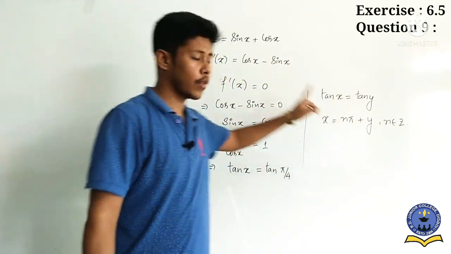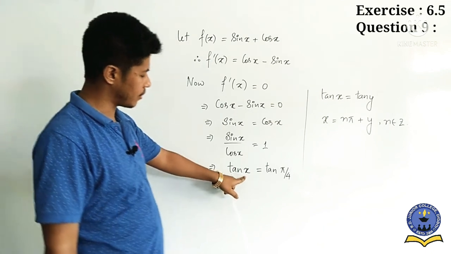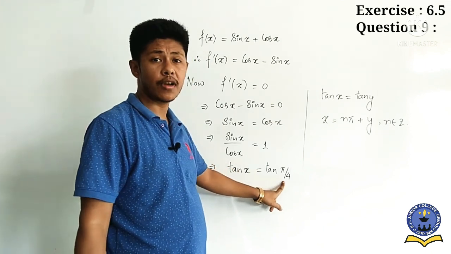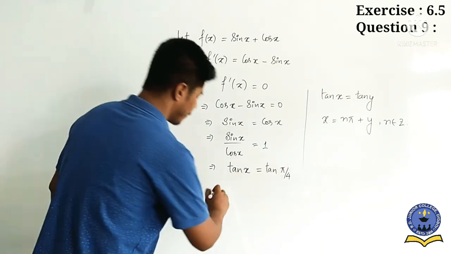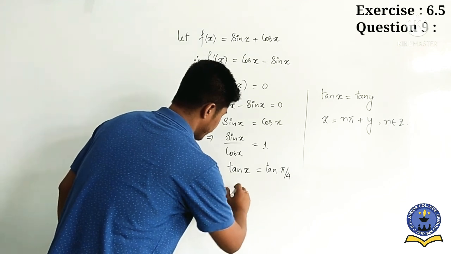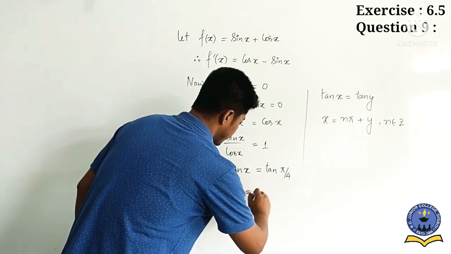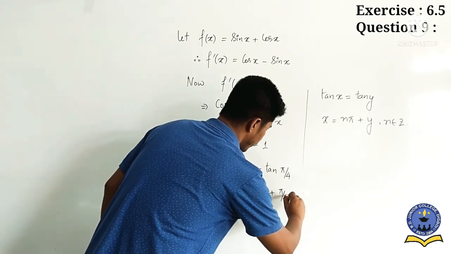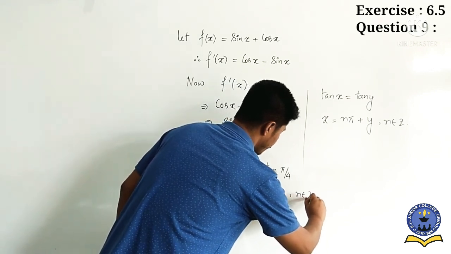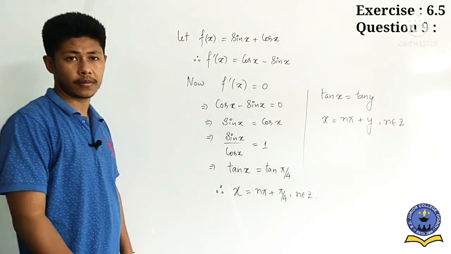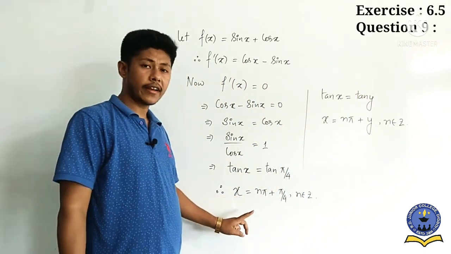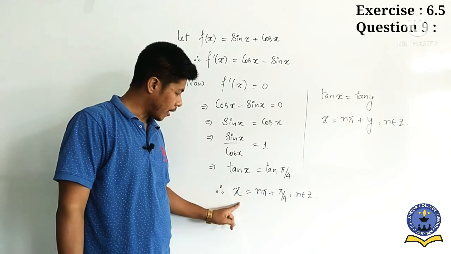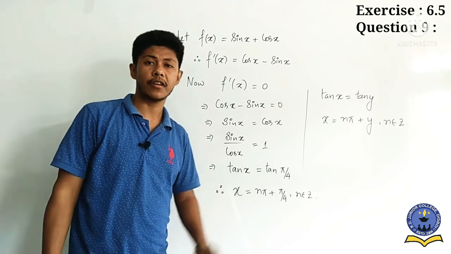If we apply this general formula here, x is the same, and in place of y it is pi by 4. Therefore, the general formula gives x equal to n pi plus pi by 4, where y means pi by 4 and n belongs to Z. This is the general form, and with the help of it we have to find the critical points.